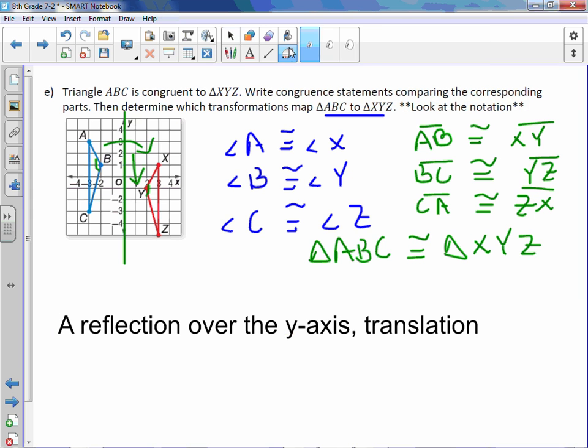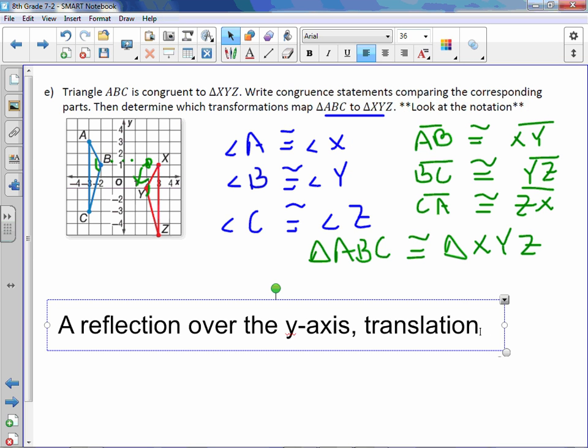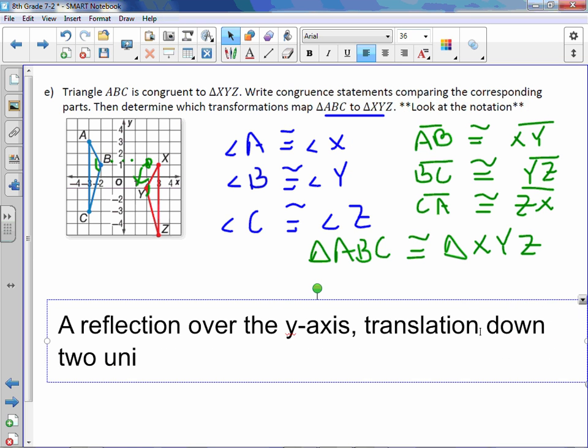Well, if angle B was reflected over the y-axis, it would be right here. So how did it get from this point to Y? It translated down 2 units. So a translation down 2 units.